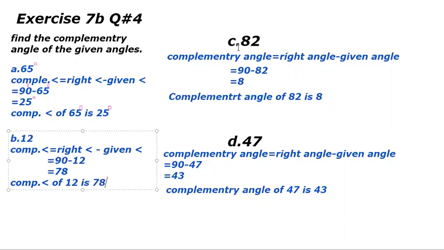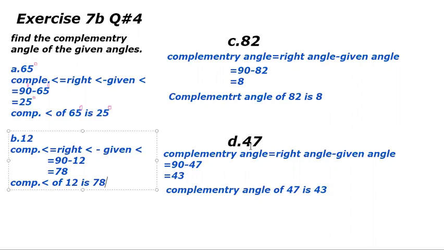Okay, the third, C part, is 82 degrees. We have to find the complementary angle of 82 degrees. We will use the same formula, right angle minus given angle. We have to subtract the given angle from the right angle. The given angle is 82 degrees, the right angle is 90 degrees. Subtracting 82 from 90 gives us 8 degrees. It means that the complementary angle of 82 degrees is 8 degrees, because the sum of 82 and 8 is 90 degrees.